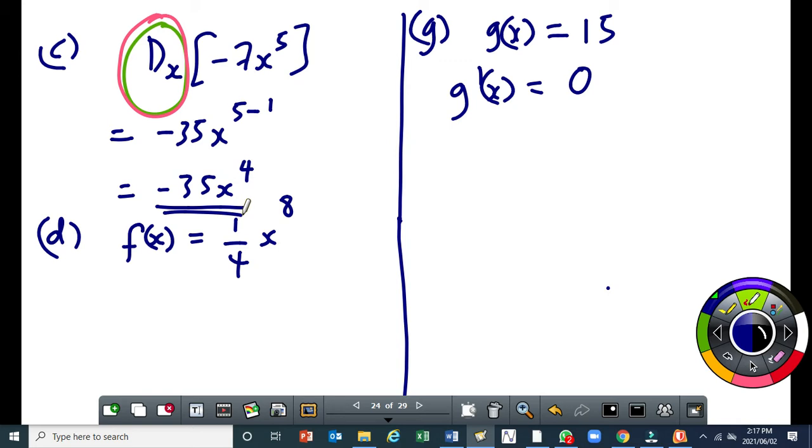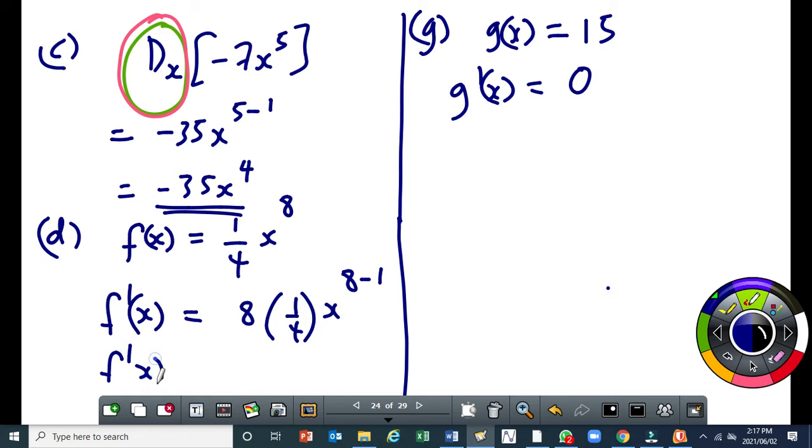Okay? Let me move on to D. Now D, it's a quarter times x to the power of 8. Our constant there, it's a fraction, that's 1 over 4. So, first the derivative f prime of x will be equal to 8 times 1 over 4 times x to the power of 8 minus 1. And this will give me f prime of x equal to, now 8 divided by 4 will give me a 2, so I'll get 2x to the power of 7. Okay? Using rule number 1.